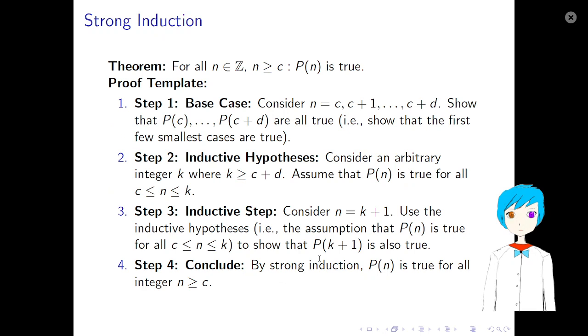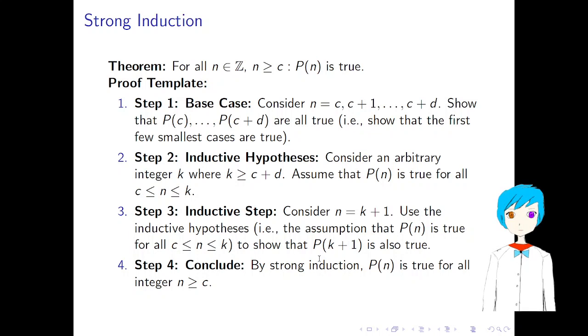So here is a template for applying strong induction to prove a proposition. The base case is to consider n equals c to c plus d, where d is a non-negative integer. We show that P(c) to P(c plus d) are all true. The inductive hypothesis is to consider an arbitrary integer k, where k is greater than or equal to c plus d. Assume that P(n) is true for all n such that n is greater than or equal to c but smaller than or equal to k.